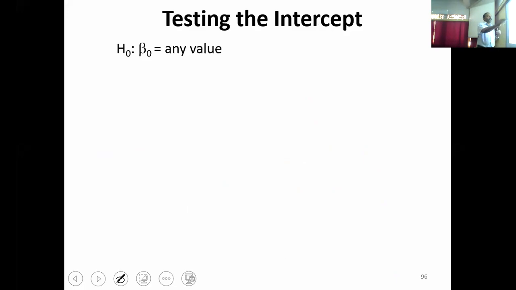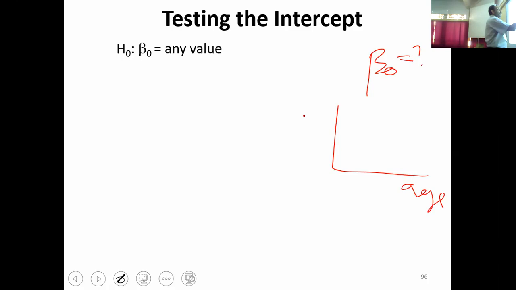Similarly, we can interpret and test beta naught as well. Look at here, the age and weight of animals or human beings. When you say weight at the age of 0, that is actually birth weight.